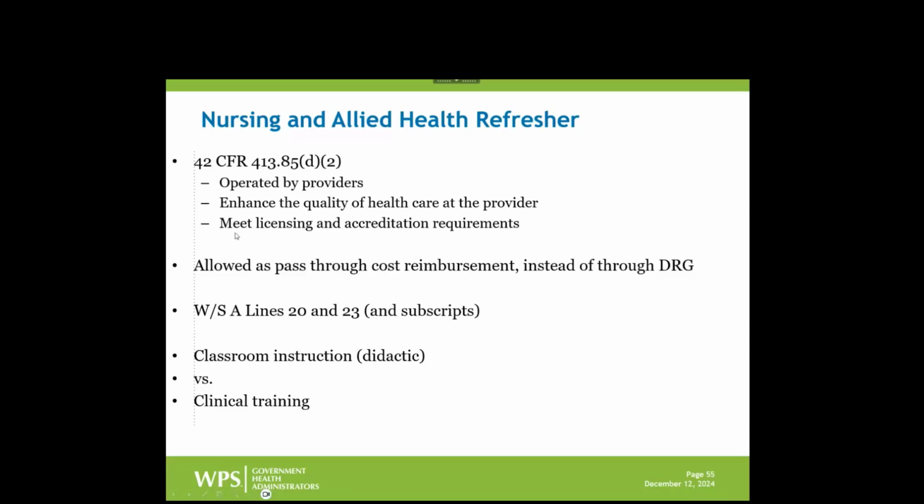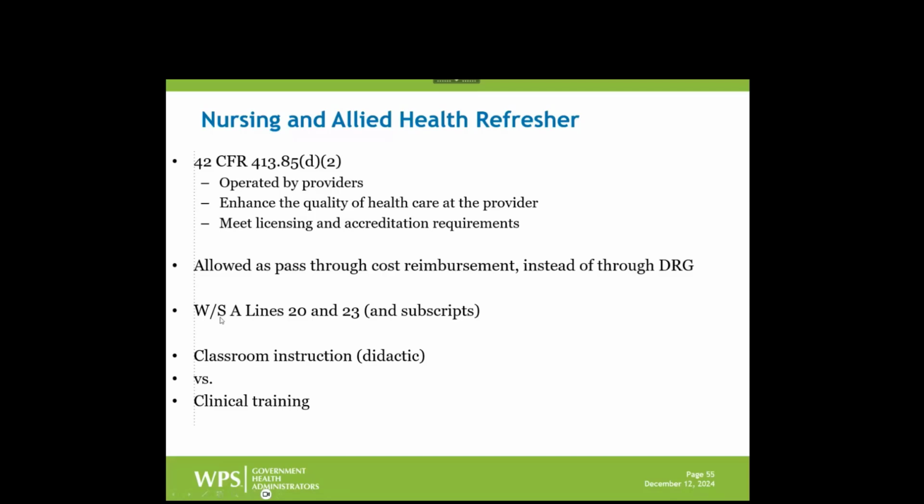But of course, to be allowed, you have to meet licensing and accreditation requirements. It's a fairly straightforward one to review, but it's definitely a necessary one. It has to be a valid current accreditation. So if you qualify for this, the underlying costs on the cost report are allowable as pass-through and cost reimbursement instead of just being rolled up through DRG payment.